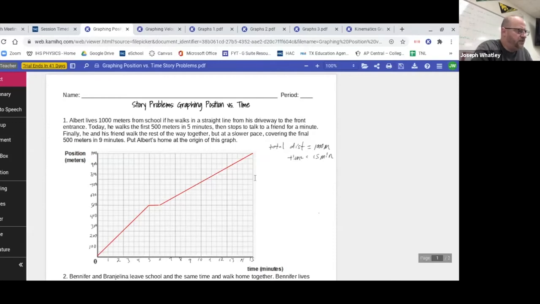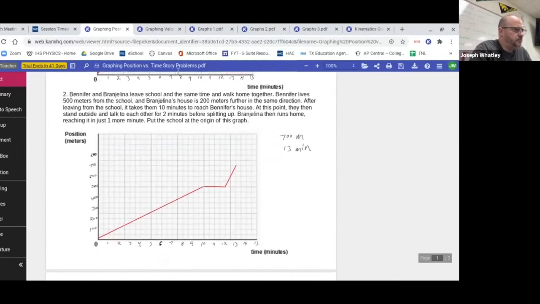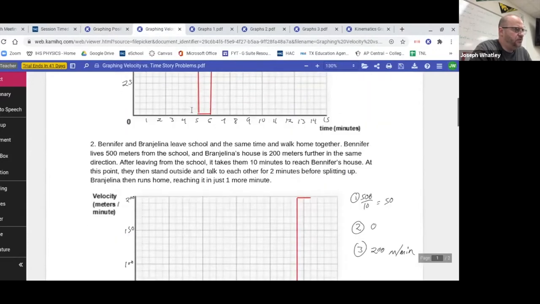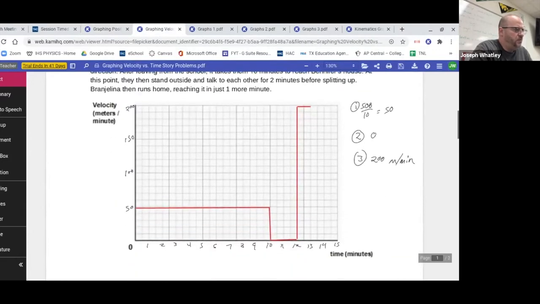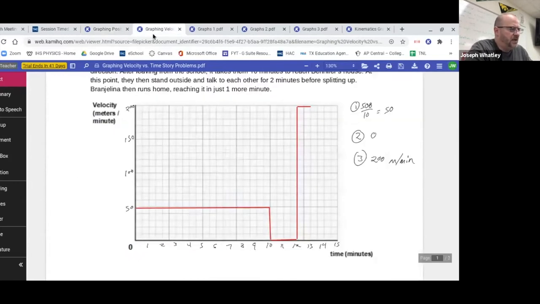Let me show you graph two, because these are the ones that you did on your own. This is your position graph. I'm also going to scale up our velocity graph for number two. And this is what it should look like. I did my calculations off to the side just like I did in class. So I knew it went 700 meters total, 13 minutes total. And then for those 3 line segments, I calculated the slopes so that I could then graph them.